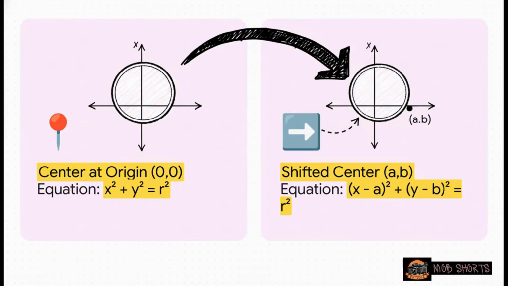So let's put them side by side. On the left, you've got our simple origin-centered circle. On the right, the new general equation. See what's happening? That x minus a part, that's handling the horizontal shift. And the y minus b part takes care of the vertical shift. It's the same exact Pythagorean logic, we're just adjusting for a new starting point.